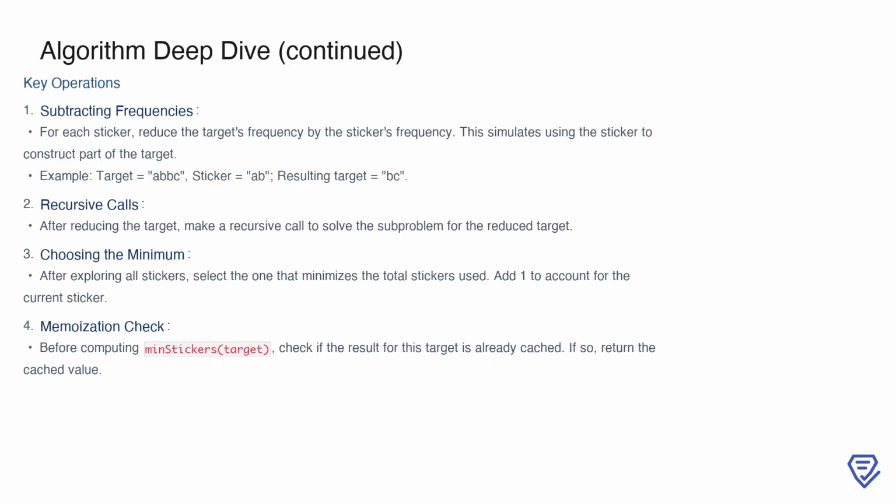current sticker. To avoid redundant calculations, we check the memoization cache before performing the computation. If the result for the current target is already cached, we return it immediately. This combination of subtraction, recursion, and memoization ensures the algorithm is both thorough and efficient.